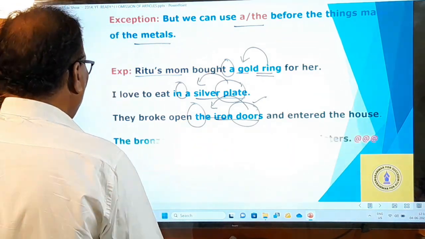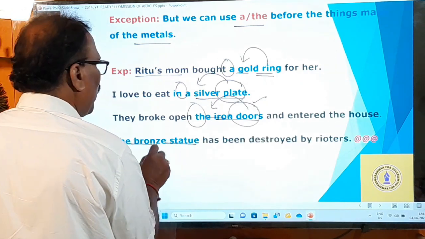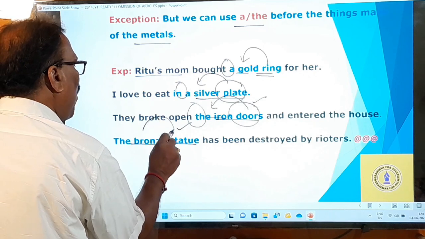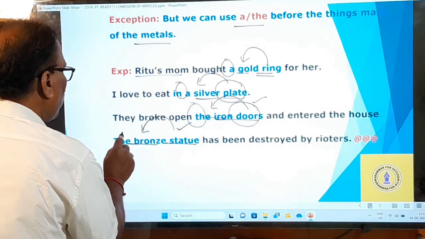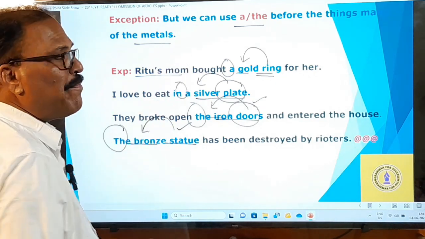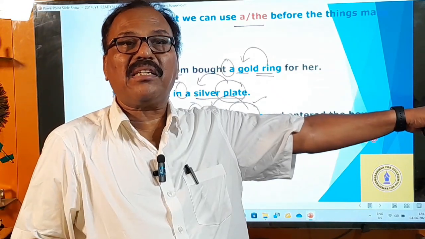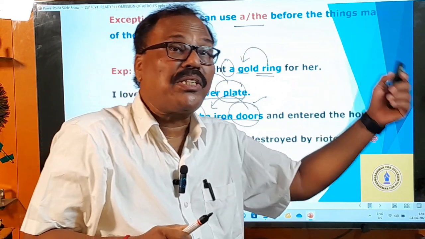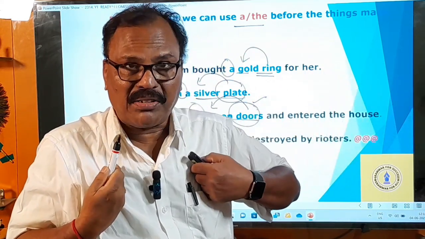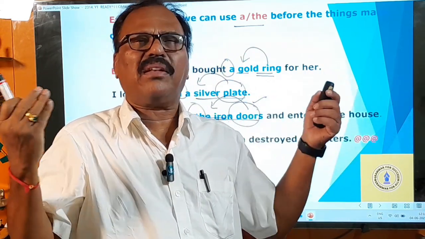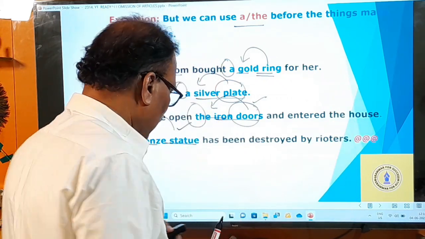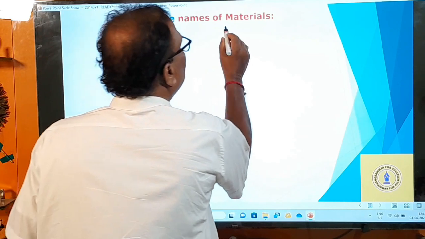And now here is the bronze statue. Here we are talking about the statue that is made of bronze. In this way, before the names of metals, we should not use any article, but before the names of articles or things that are made of these metals, we can use either a, an, or the according to our need or necessity.